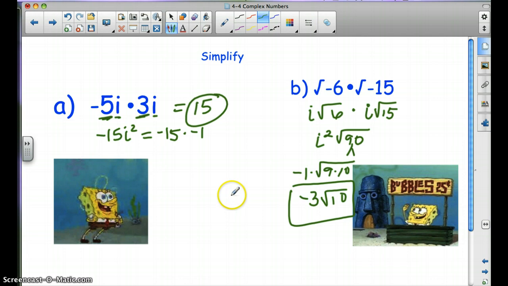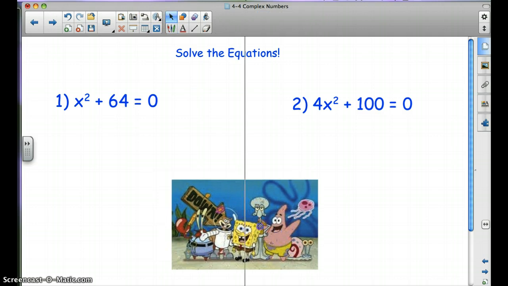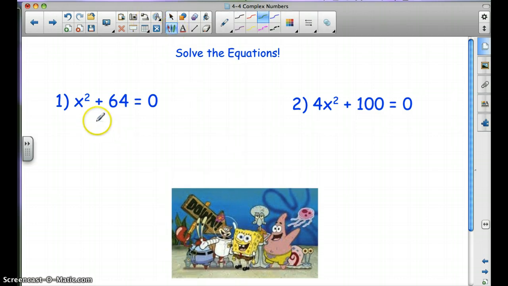Alright, another type of problem that we're going to have is solving equations with imaginary numbers. So we're going to subtract 64 from both sides. And again, this is using the square root property where we just have an x squared and we can solve this.